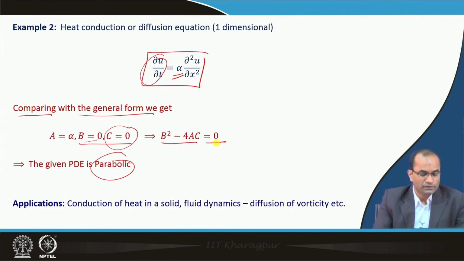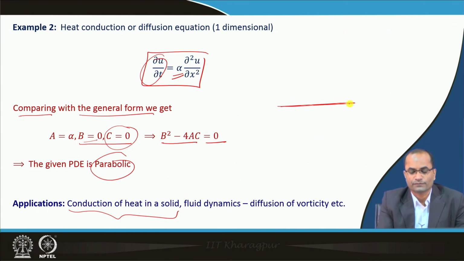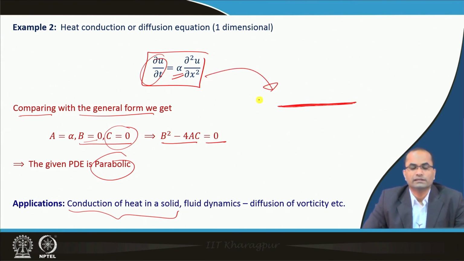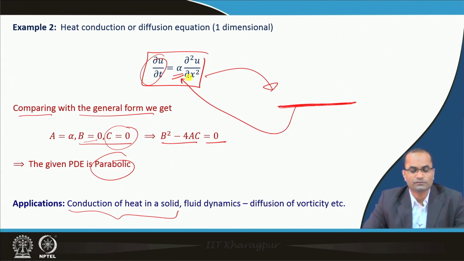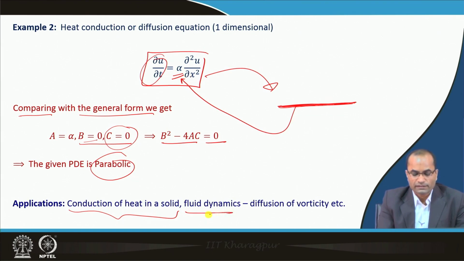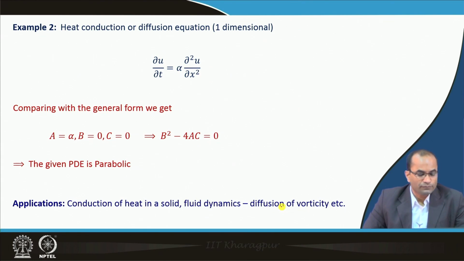It has of course several applications, and one of the most important and popular ones is the conduction of heat in a solid. If we have, for instance, a solid bar, the heat conduction in this bar can be modeled with the help of this heat equation. The material property and so on will be modeled in terms of this alpha, and it also has application in fluid dynamics, for example, the diffusion of vorticity, etc.